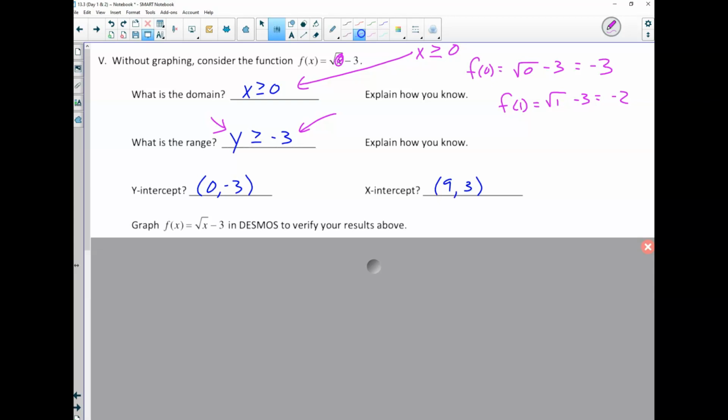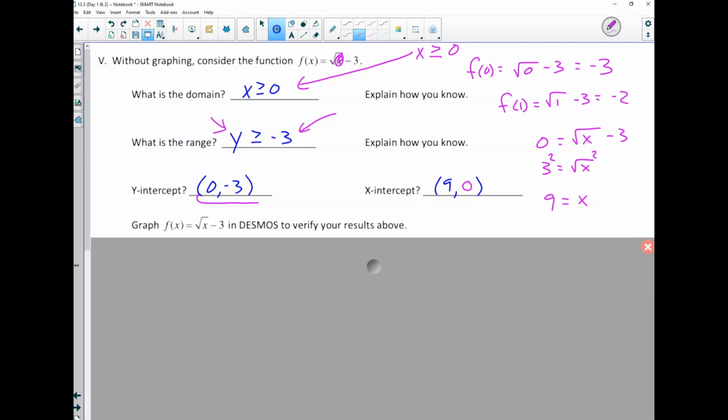Y-intercept. Put a 0 in for x. That's where the 0, negative 3 comes out. The x-intercept: put a 0 in for y, so 0 equals the square root of x minus 3. Solve for x. We have to add that 3 across, and then square both sides to get rid of the root. So 9 equals x. Wait, not that. X-intercept. That's 9, 3. That's not quite right. So it's 9, 0. So when I put a 0 in for y, I get a 9 out for x.